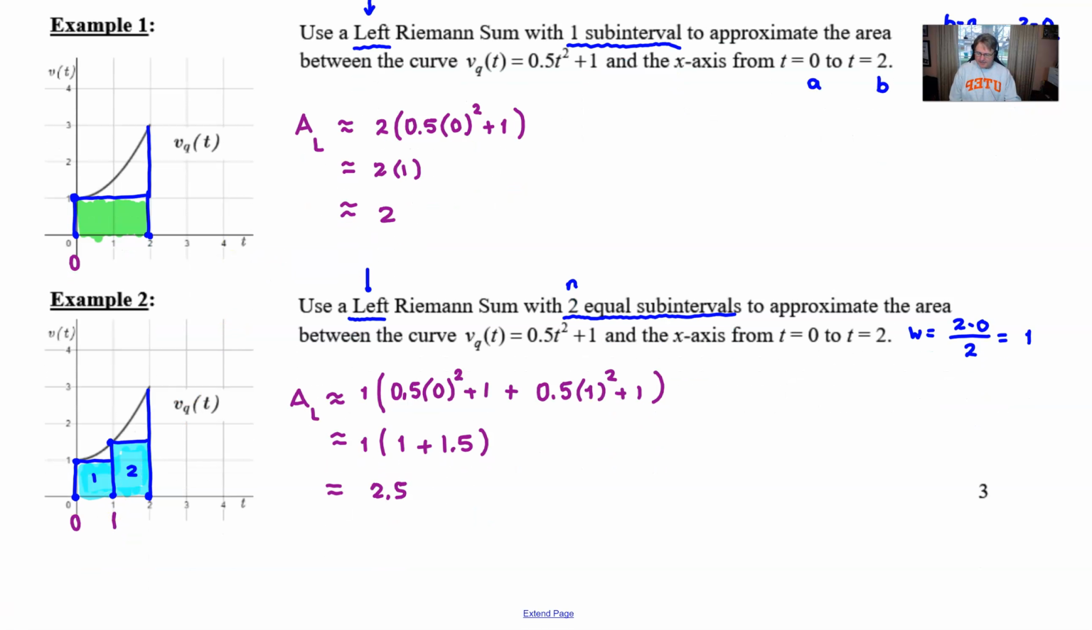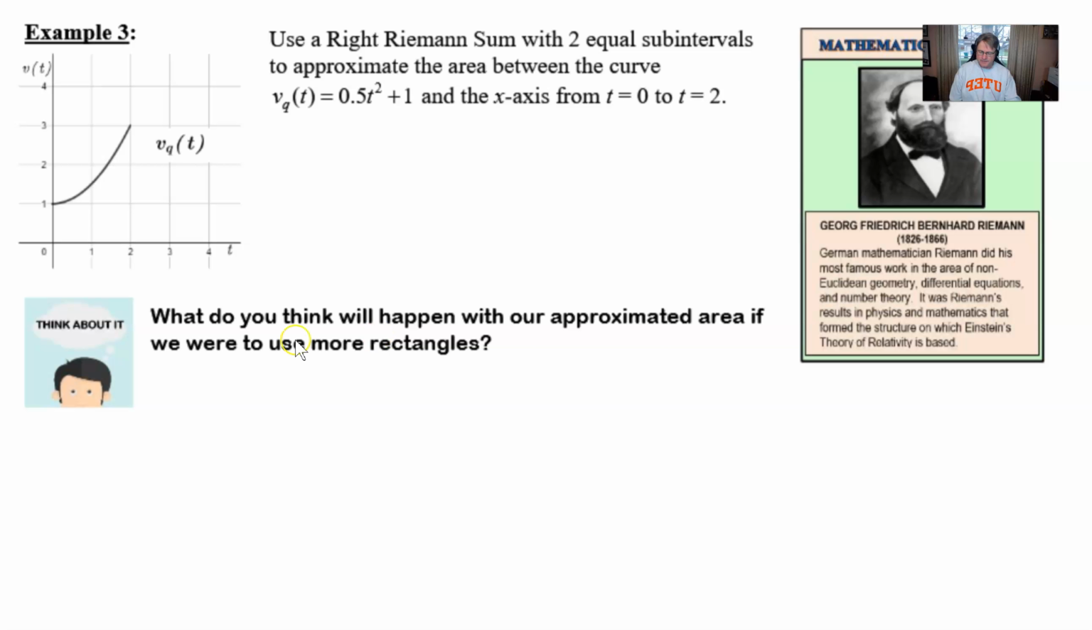We have another version of this, which is now going to ask us to use a right Riemann sum with 2 equal subintervals to approximate the area. Again, the same curve above the x-axis from time 0 to time 2. So because we're using 2 subintervals, the idea of the width is still b minus a over n. I'm not going to lose that fact. And I'll actually compute it correctly this time.